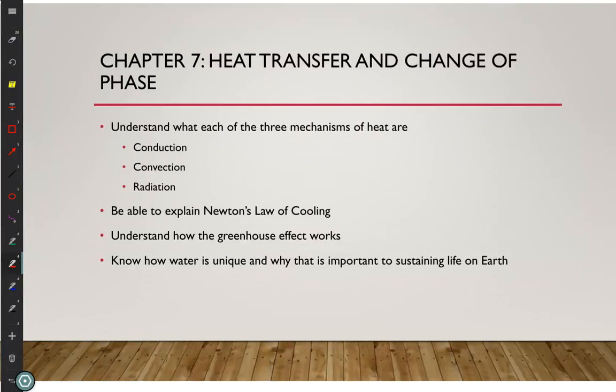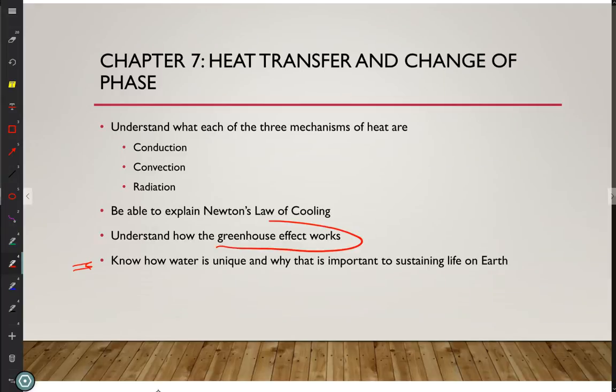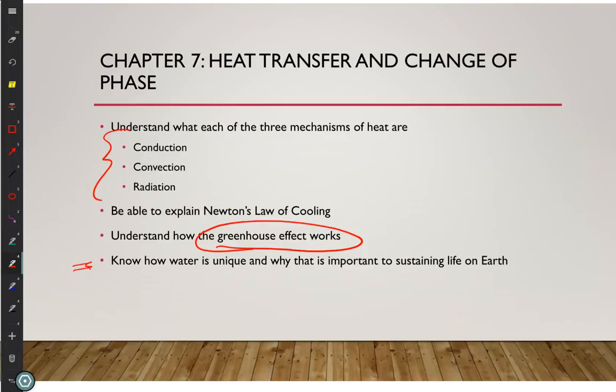I have the water uniqueness here. Why water is unique, because it's different, we can have life on Earth. If water acted like iron, we wouldn't even have life on Earth. We would be a popsicle. Also, make sure you understand the greenhouse effect. Without the greenhouse effect, we would also be popsicles. 3 mechanisms for heating: conduction, contact; convection, an intermediary that carries energy from point A to point B; radiation, waves.